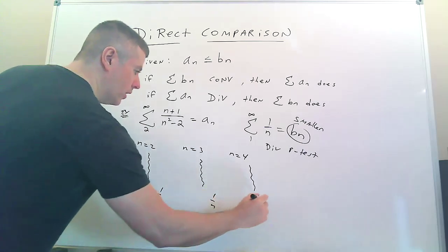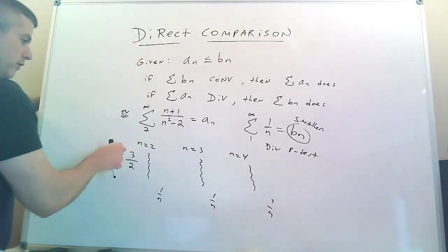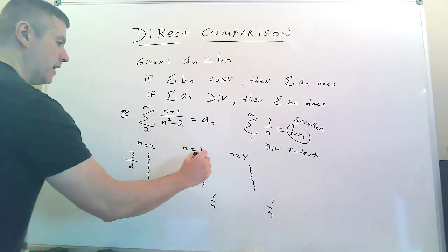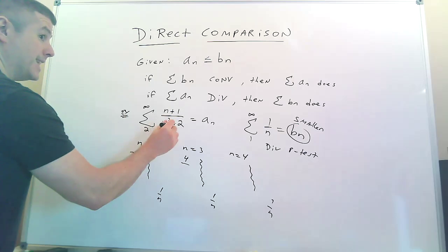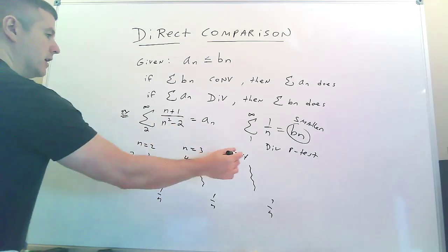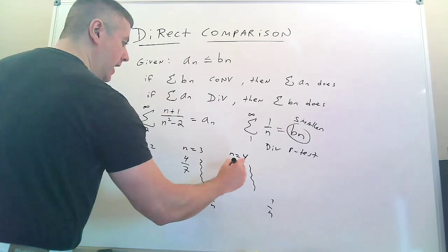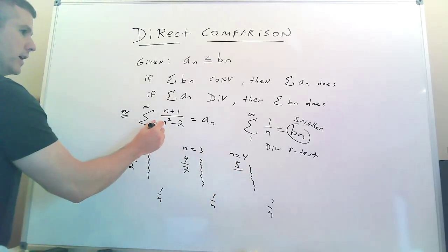I'm not going to write this whole thing over again. So I'm going to plug 3 into there. That's going to give me 4. 3 squared is 9, 9 minus 2 is 7. Now I'm going to plug 4 in there. 4 plus 1 is 5. 16, right? 4 squared is 16, minus 2.